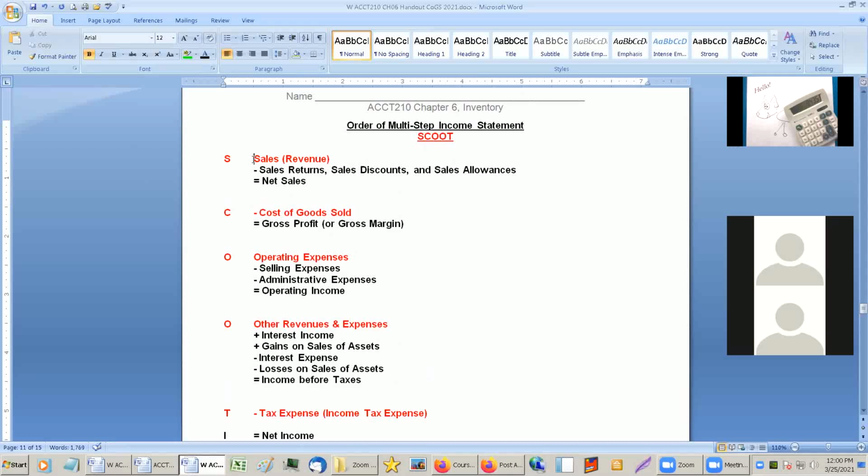So we have our sales, what comes in. We will subtract out anytime someone returns something or we have to give a discount on something, that sort of thing. We'll subtract those out and we'll have what they call net sales. Cost of goods sold, we just spent 3 classes doing that. And gross profit, same thing.